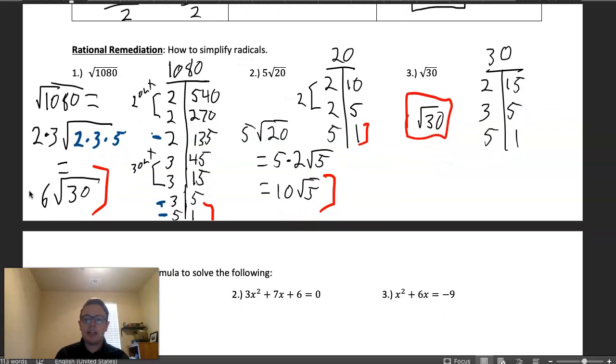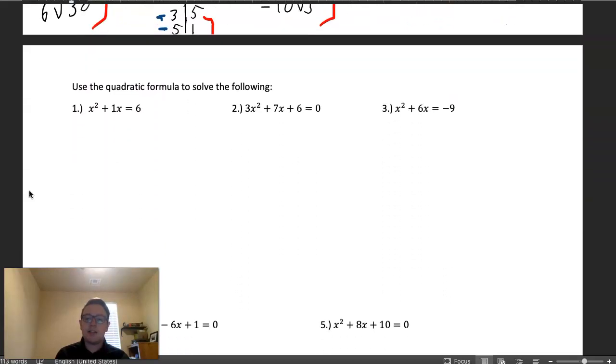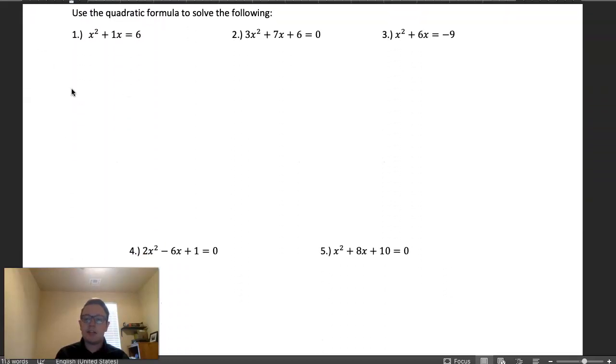Now that we have that out of the way, let's try a couple of quadratic formula problems. We're going to start out with this first one. I'm going to walk us through this. We get x squared plus 1x is equal to 6. Step 1 was to set one side equal to 0. So this becomes x squared plus x minus 6 is equal to 0. A in this case is 1, B is 1, and C is minus 6.